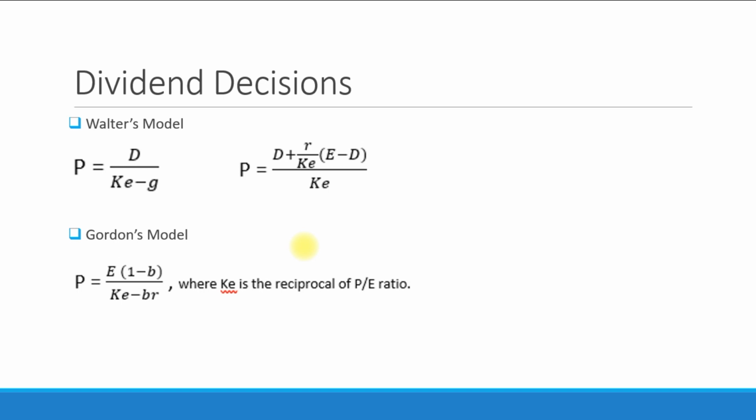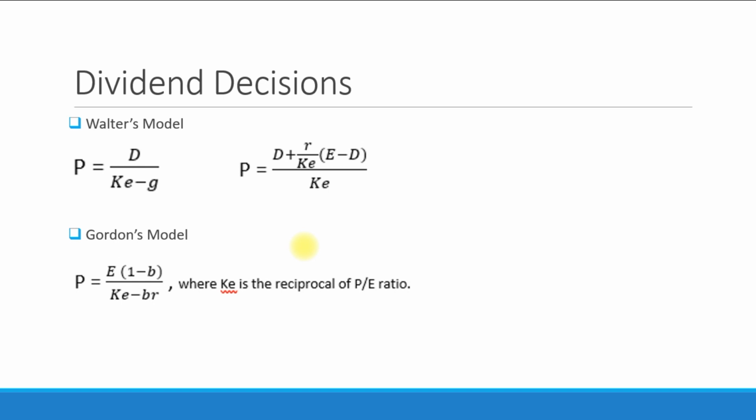Walter's model. So as explained, Walter's model supports the stance that dividend policy affects the market price of a firm's shares and hence the value of the enterprise. The theory states that dividend policy of the firm cannot be separated from investment policy, and according to Walter, both are interlinked. The key in this theory is the relationship between return on firm's investment or internal rate of return, R, and its required rate of return, K, or the cost of capital.